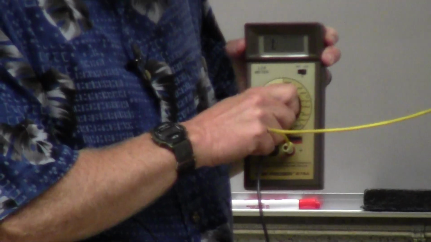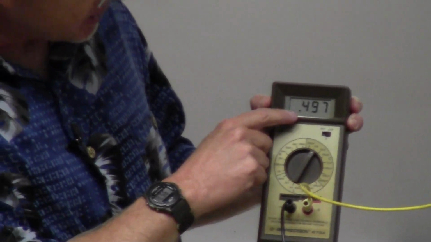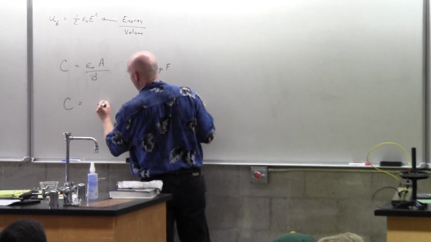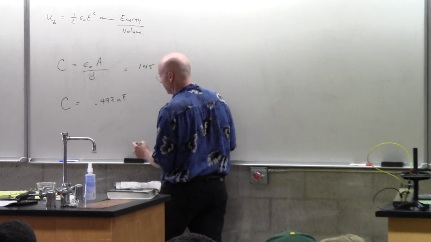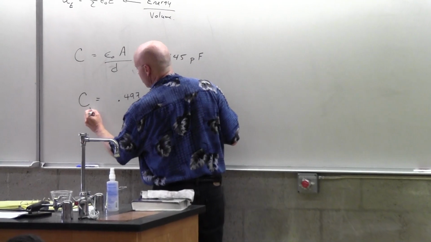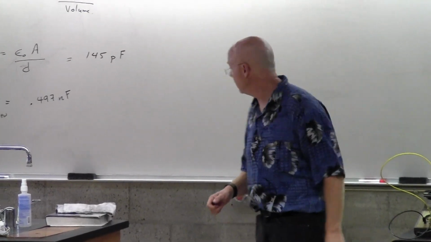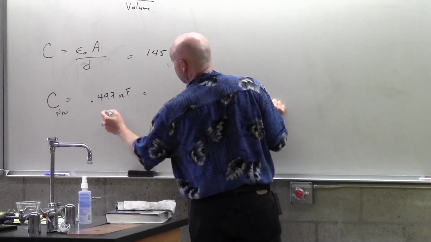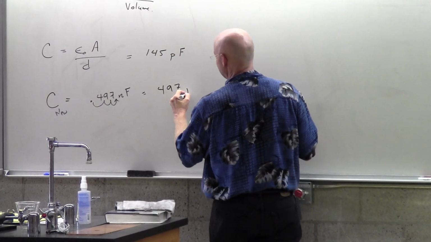So I'm going to click over to the next setting, which, by the way, is in nanofarads. So this says 0.497 nanofarads. I'll go ahead and call this the new capacitance, or the capacitance now that the material is in there. If I write this in picofarads, this would move over 3 decimals, so this is 497 picofarads.